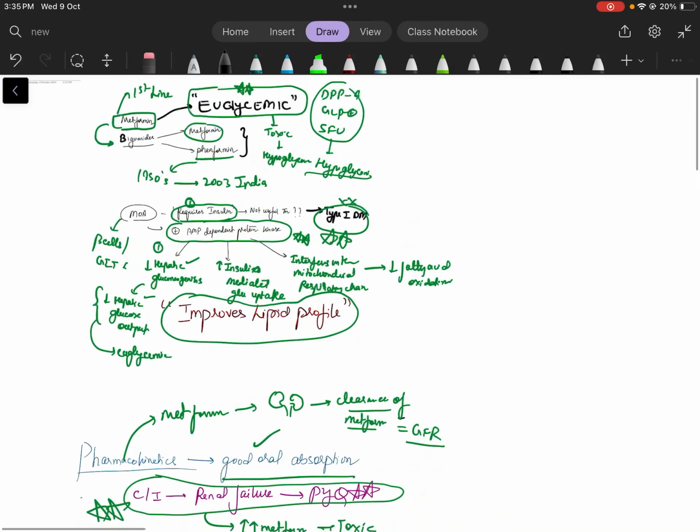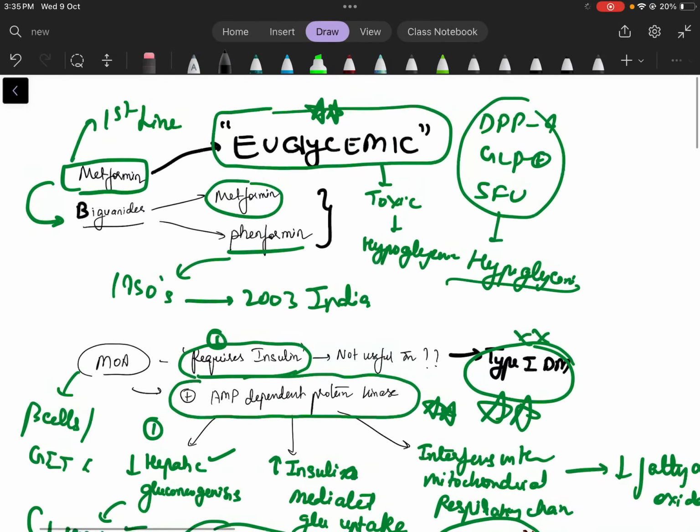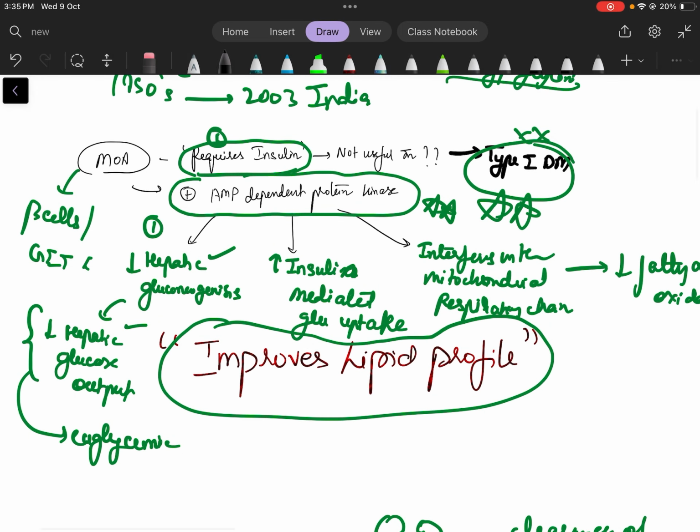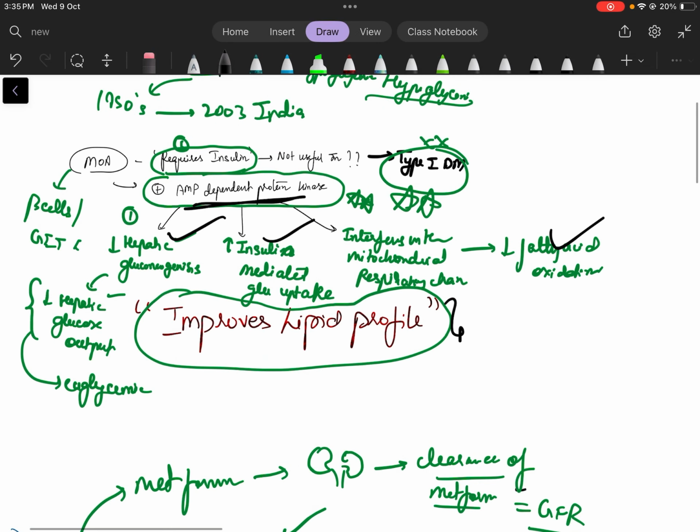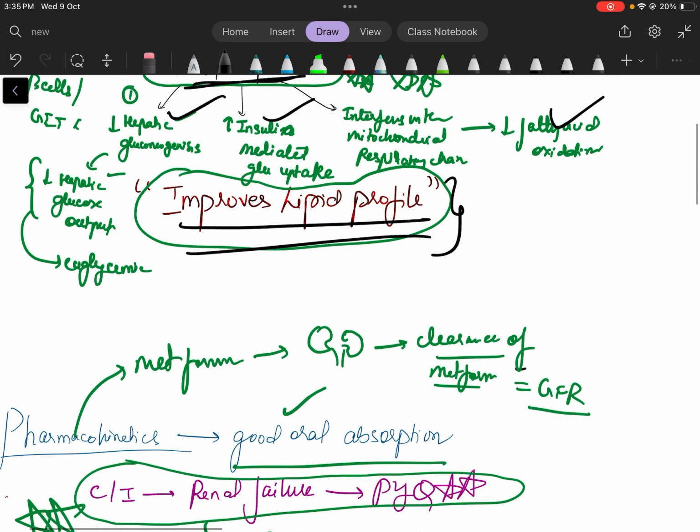So I'll summarize metformin once again because it's extremely important. It's a first line drug. It's a euglycemic agent that belongs to a class of drugs called biguanides. It acts through AMP dependent protein kinase. It decreases hepatic gluconeogenesis, increases insulin mediated glucose uptake, and also decreases fatty acid oxidation. And it is known to improve lipid profile in diabetics.